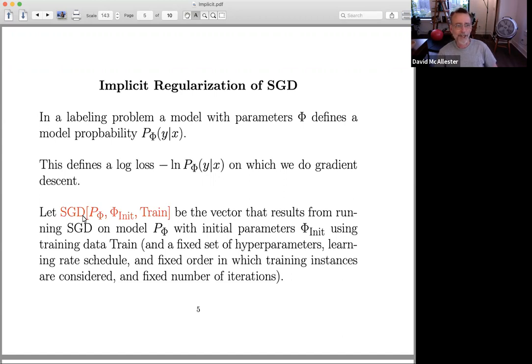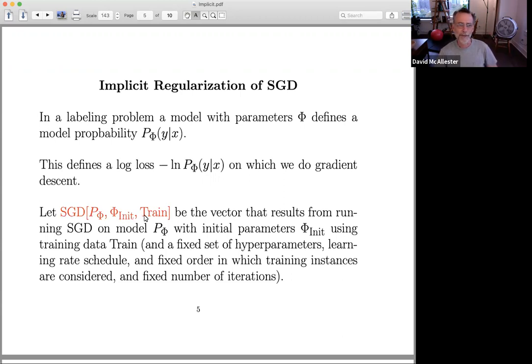Okay, so I'm going to write SGD. SGD is going to take this model. It's going to use that to compute the loss gradients. I'm going to fix an initialization. If I fix an initialization, it's going to improve stability. I'll talk about that in a minute.